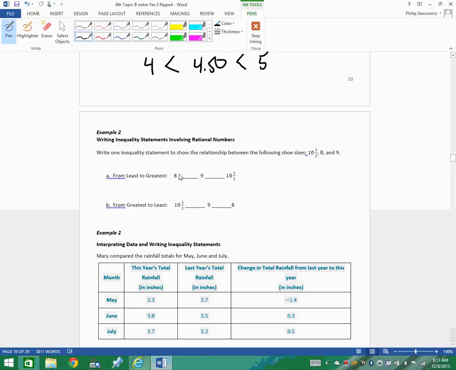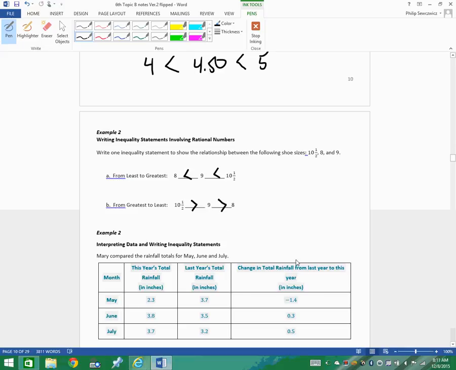If you notice, we've already got them in order from least to greatest. So again, we're just looking at the first two, 8 and 9. 8 is less than 9, and 9 is less than 10.5. Now, from greatest to least, there's your 10.5, your 9, your 8. Your inequality: 10.5 is greater than 9, and 9 is greater than 8.